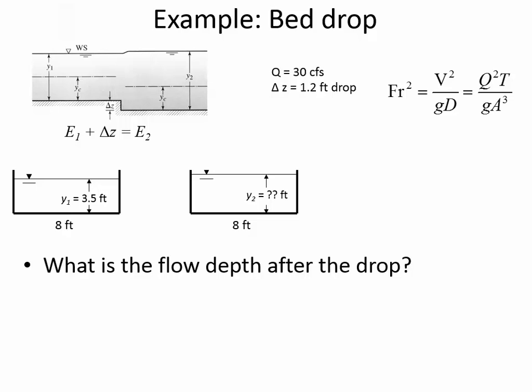So what you'll see is I've only got one unknown in the equation. It's the depth here, Y2 is unknown. And then in the velocity head, I'm expressing the velocity head in terms of whatever the depth ends up being, Y2. Okay?